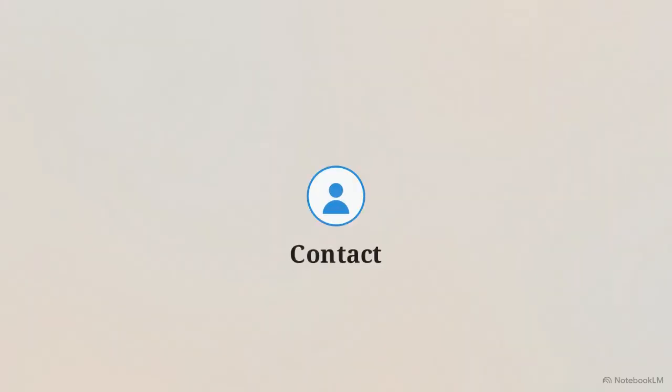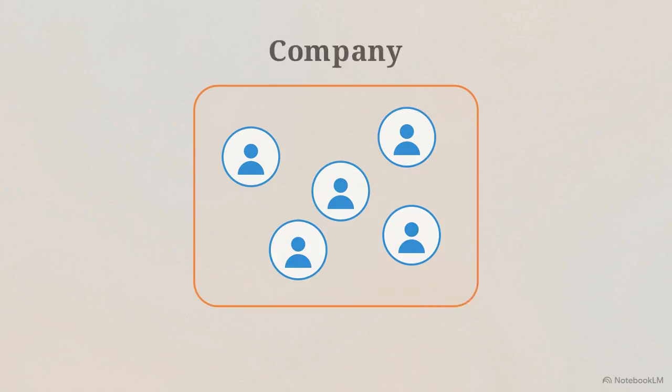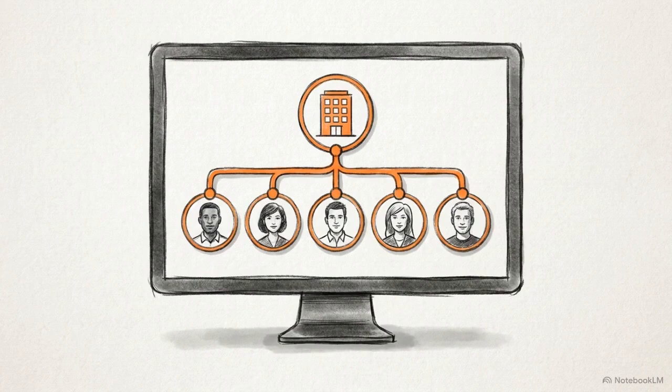We begin with the first object, the contact. This represents an individual human being interacting with the business. In B2B sales, we must group individual contacts under a single corporate entity. This is the second object, the company. Building this association is a requirement for account-based marketing and enterprise sales tracking.